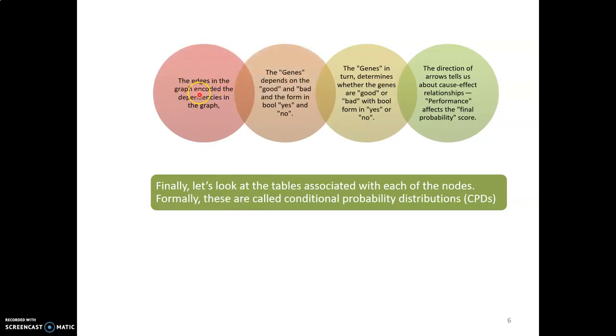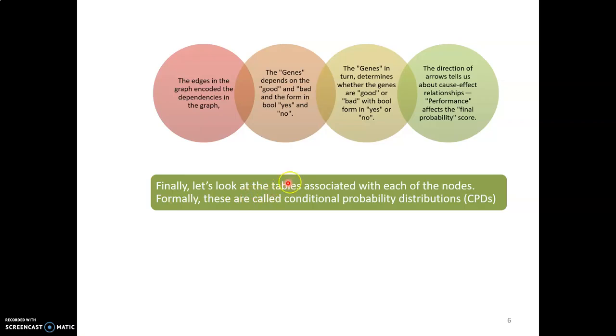Here the edges in the graph encode the dependency in the graph. The G variable depends on good and bad, and the full form F on yes and no. So the random variable depends on two states. One is good and bad for the G variable, yes or no for the F variable. The gene in turn determines whether the genes are good or bad, with full form in yes or no. The direction of arrows tells us about the effect relationship, how performance affects the final probability score.